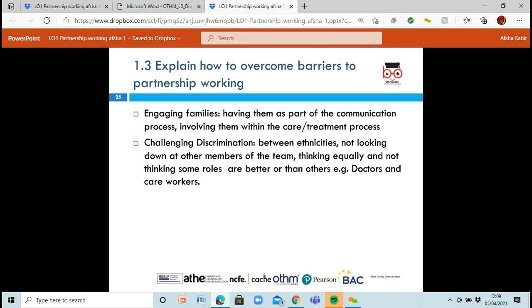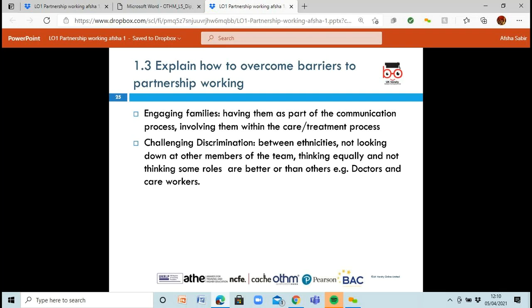And then the last point on here is engage the families. So make sure that they know exactly what's going on, have them in the loop, because they're the ones that are actually, if it's home care, going to be carrying out treatments or supporting their family members. So you need to have them on board as much as possible.